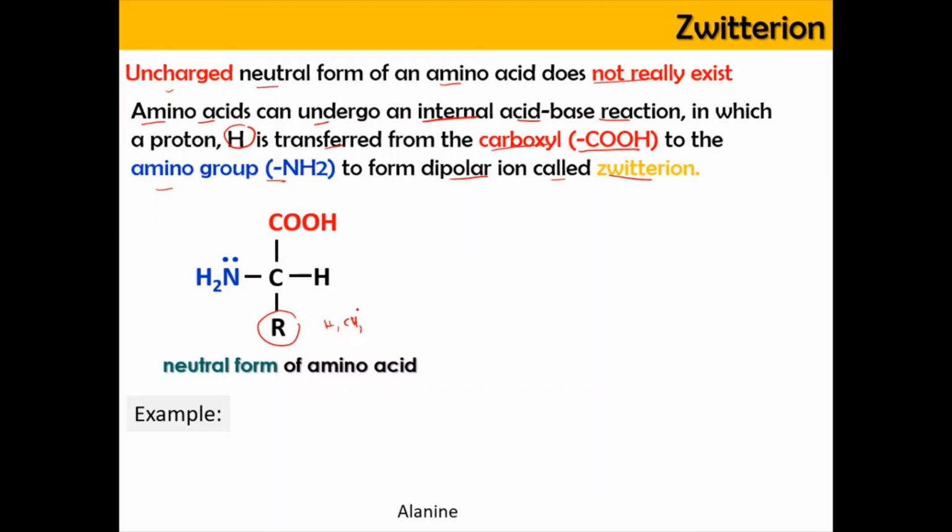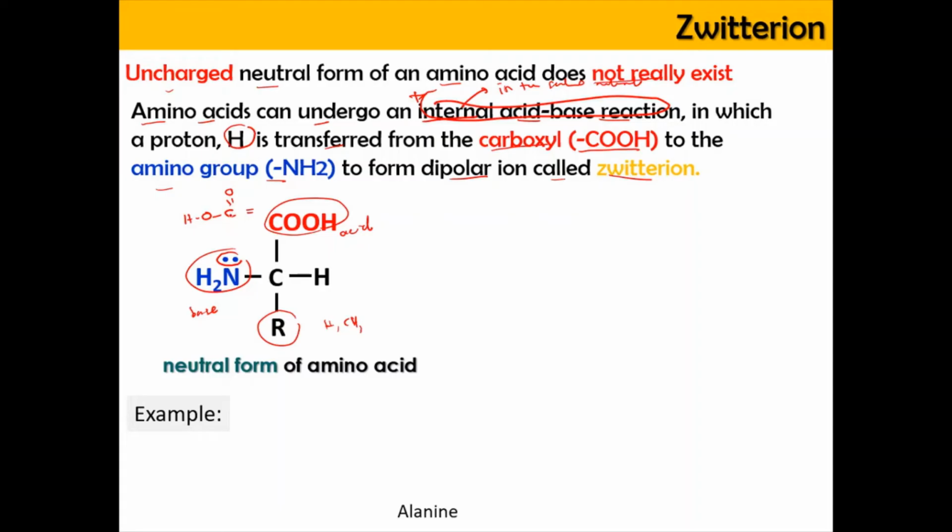Okay, but what really happened here is that the amino acid will have the amino group and also the carboxyl group. So the amino group here will act as the base, and the carboxylic acid part will act as an acid. So they will undergo an internal acid-base reaction. So internal refers to the reaction that happens in the same molecule. Okay, so since the base, which is the amino, will have a lone pair, it's gonna take up the hydrogen from the carboxylic acid part.